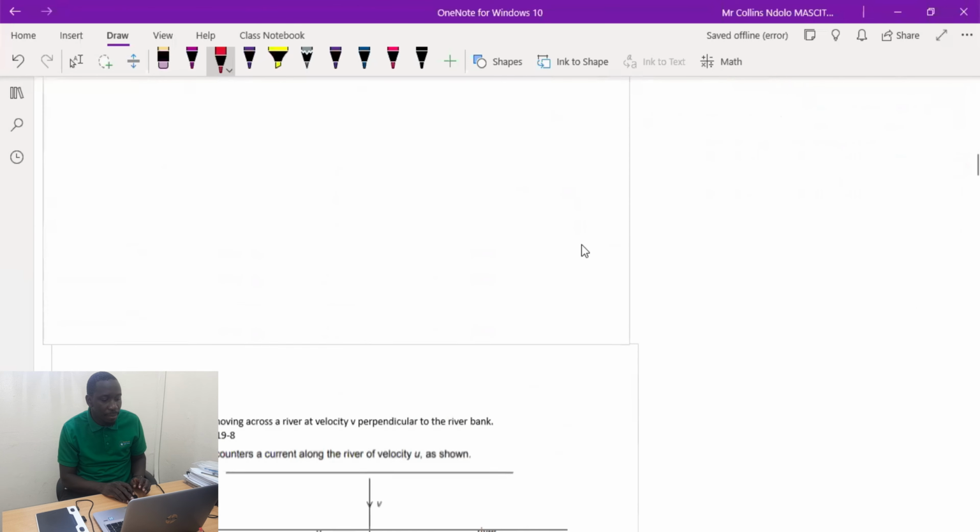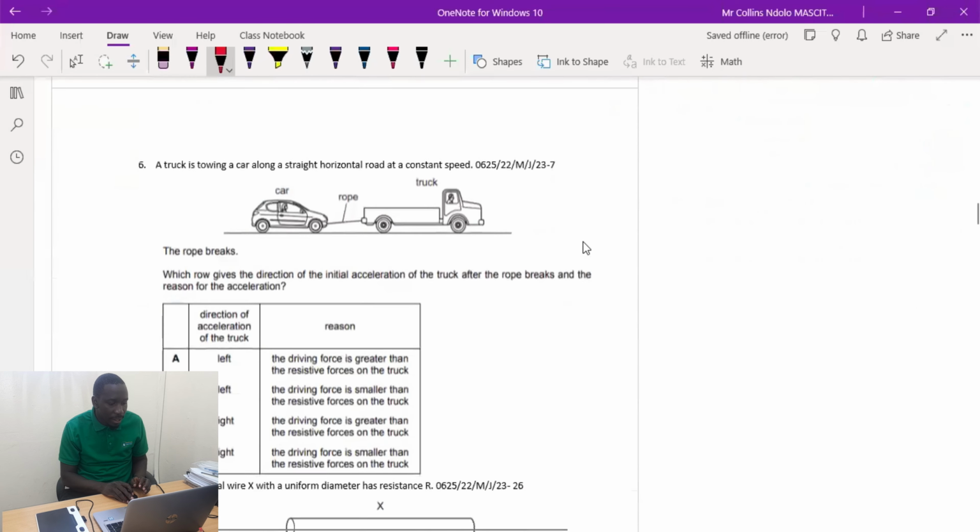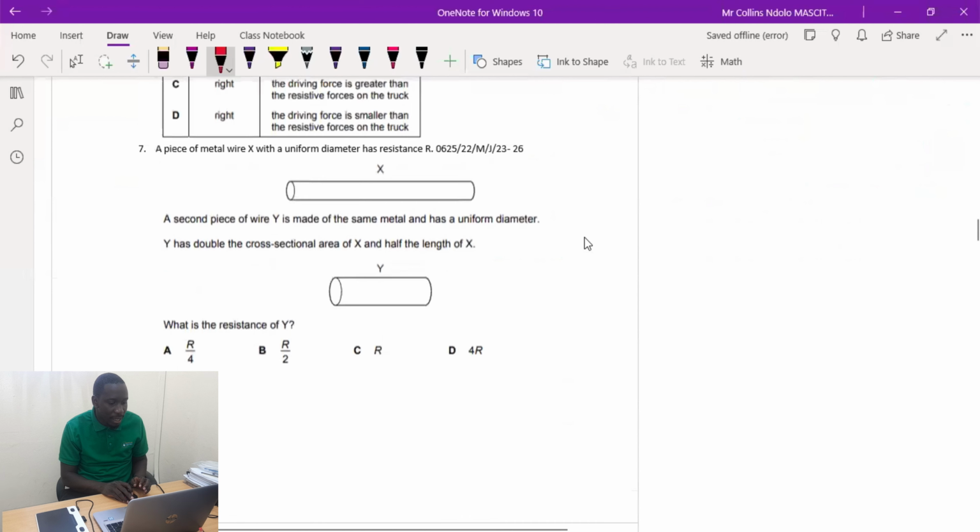All right, there's another similar question like that. Maybe we can just look at it. I wish I could have put them together. This one here. So these seem to be very direct, but somehow it's still a challenge. A piece of metal wire X with a uniform diameter has a resistance R.